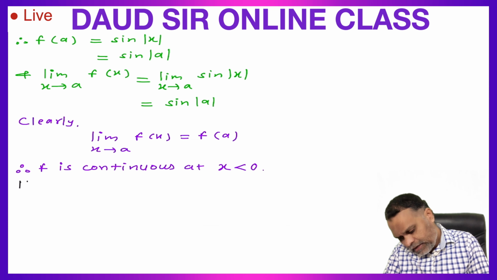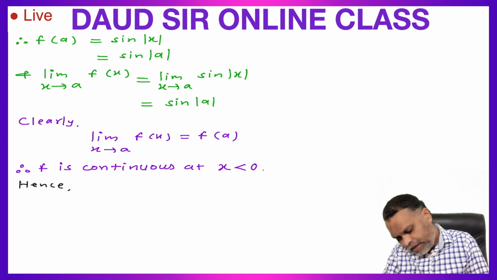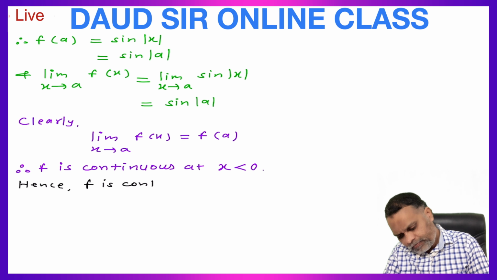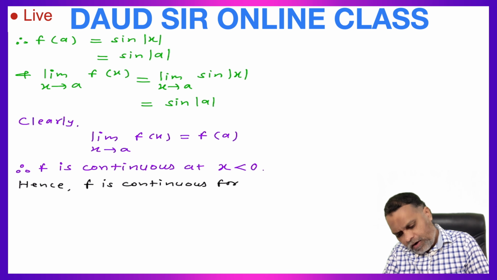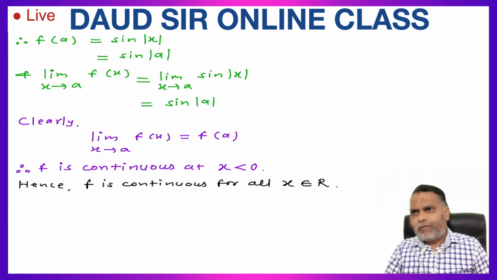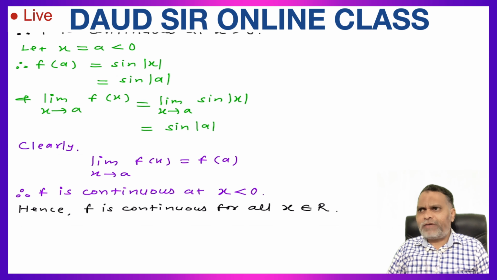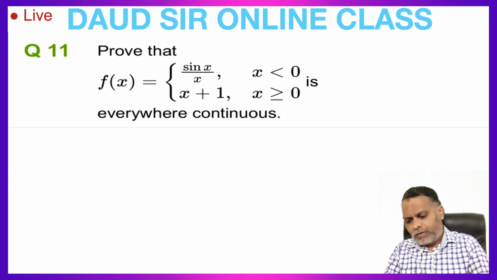Hence, f is continuous for all x belongs to real number. For every real number, this function is continuous. In this way, we can check the continuity.